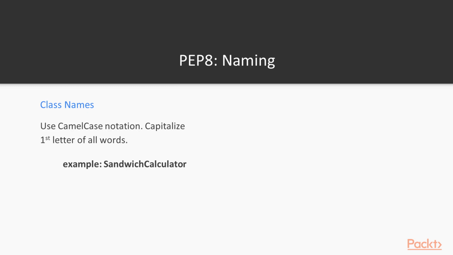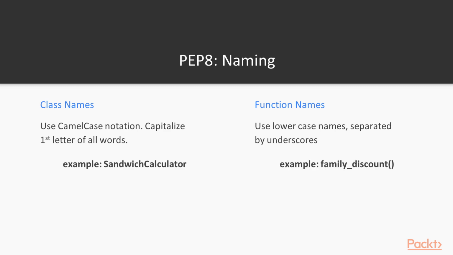The guidelines for naming functions are a little bit different. Let's say that within my calculator class, I have a family discount function, which reports how much to charge for family members. Under PEP8, I should name this function using all lowercase letters and separating the words with an underscore.